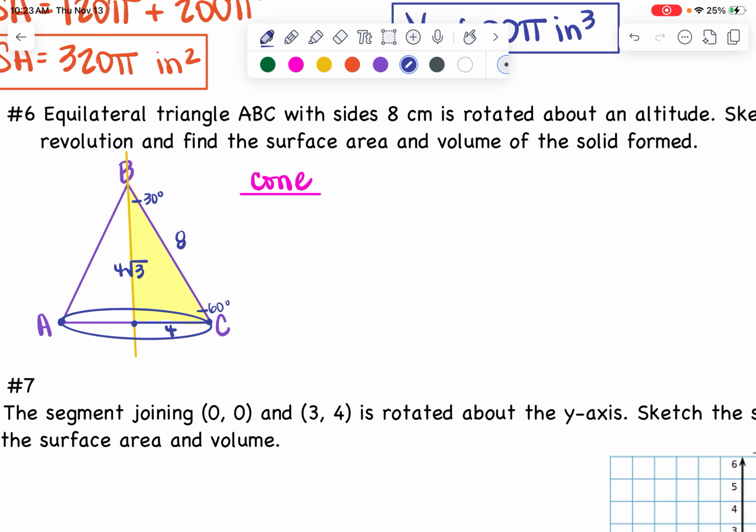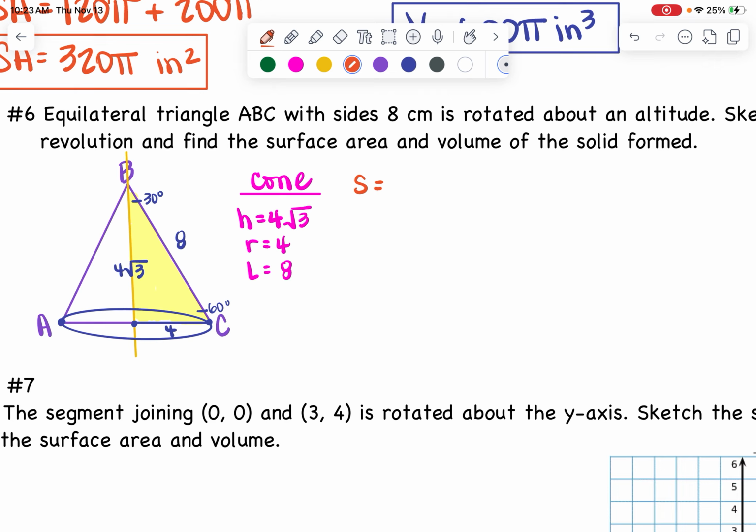All right, so let's go find surface area. Oh, wait, hold on. I was going to write all my information. So it has a height of 4 root 3, a radius of 4, and a slant height of 8. That should be all the stuff we need.